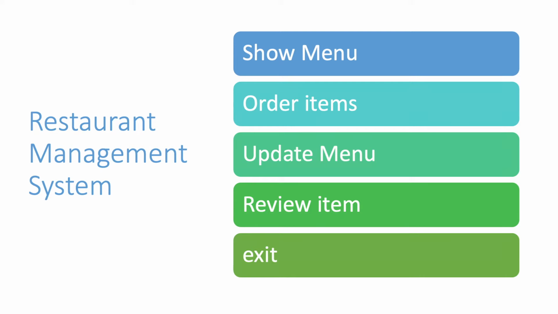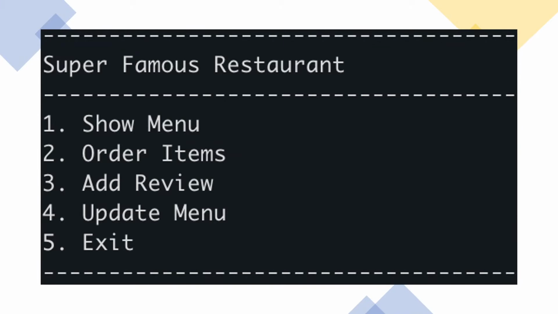So let me show you a couple of screens of what we will be developing. This is how the menu will look, like a super famous restaurant, and we will be displaying these 5 options when the user runs the program. After that, we will be implementing each of these options one by one. First, show menu: we will be showing all the items available in the restaurant. And option 2 will be for ordering the items.